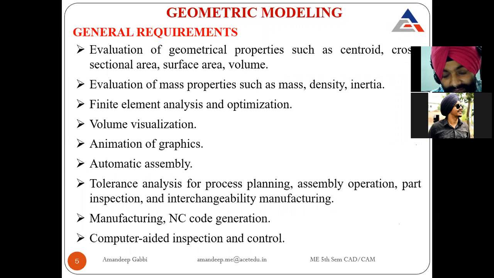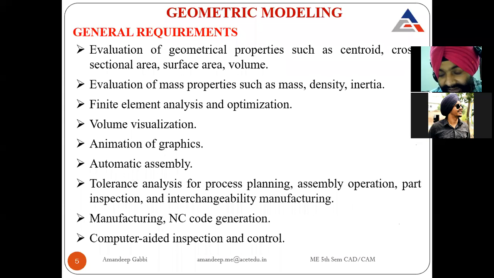Animation of the graphics: you can animate that graphics. Like if you made some piston and cylinder arrangement, you can animate that to check the interference. Automatic assembly: you made different parts of the piston cylinder arrangement, and they can be assembled. Tolerance analysis for process planning and assembly operation. You can do analysis for tolerances, then process planning, assembly operations, part inspection, and interchangeability. Interchangeability means you can manufacture different parts on the same system.